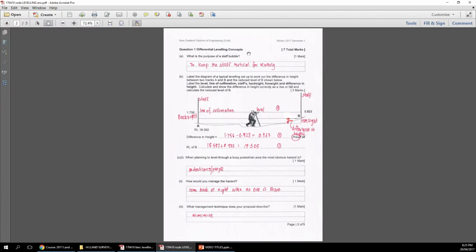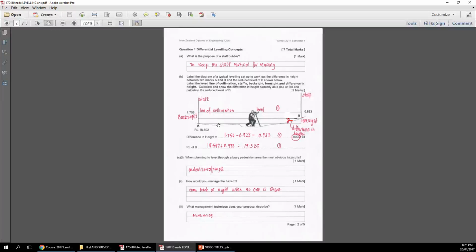Now this next question, question 2, is to label the diagram. So label it clearly: your back sight, the staff, foresight. The line of collimation is the line that goes through the level. That's the level line, the line of collimation. These here are the marks that you get. The difference in height is the difference between A and B.